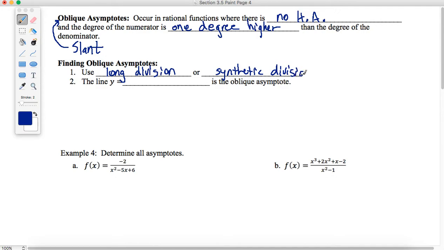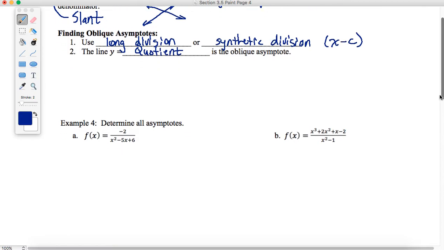if synthetic division applies. Remember, if you have a denominator in the form x minus c, and your c is a real number, then you can perform synthetic division. The byproduct of this is the actual line that is your oblique or slant asymptote. A slant asymptote may look like this, or it may look like this in your xy plane. The line y equals your quotient after you perform your division is going to be the oblique asymptote.